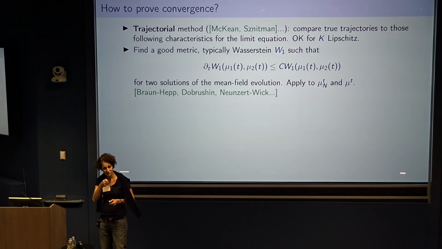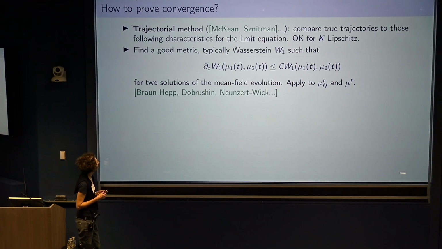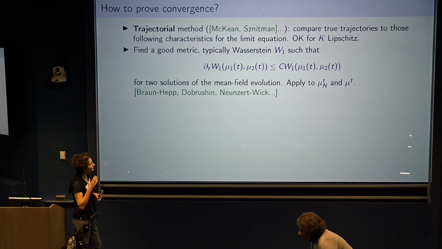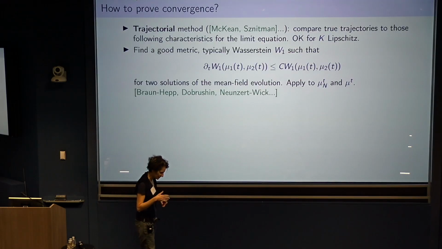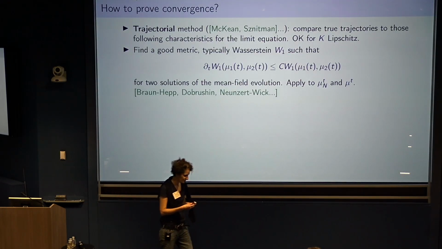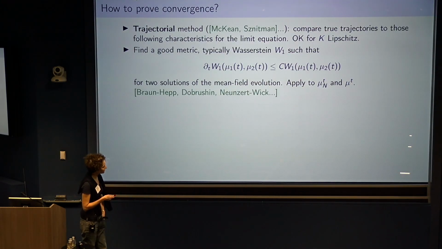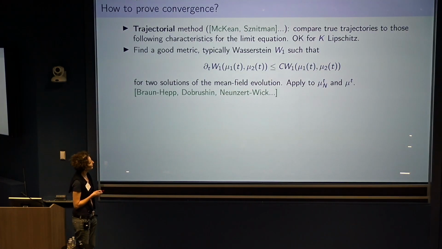But you need the Lipschitzness of the interaction. Okay, second general line of thought is find a good metric. And people have been using typically a lot of Wasserstein distances of many kinds. A good metric for which you have stability of your limiting PDE.